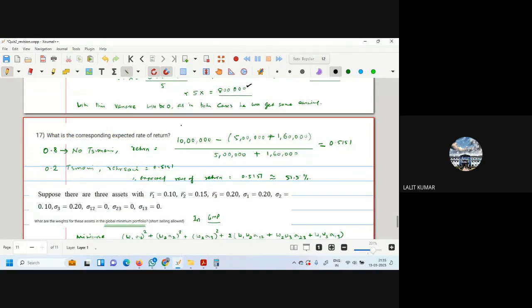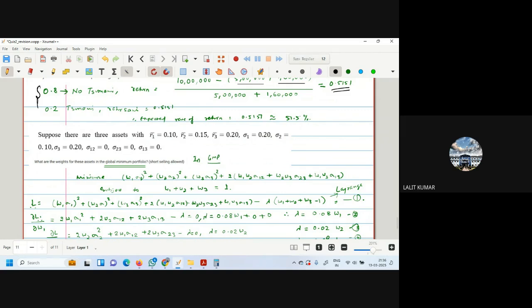So what is the corresponding expected rate of return? If there is no tsunami, then his expected rate of return is 10 lakh minus 5 lakh plus 1,60,000, because now his expected return will be the same in both cases. So you just equate with that. You can just do 3,40,000 divided by 5 lakh plus 1,60,000, and it comes to 0.5151.